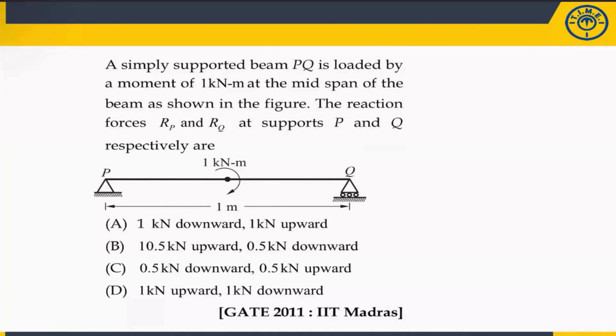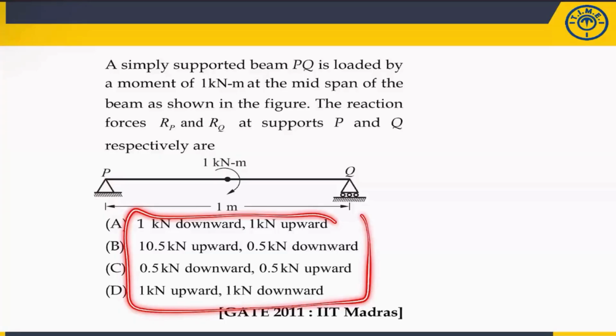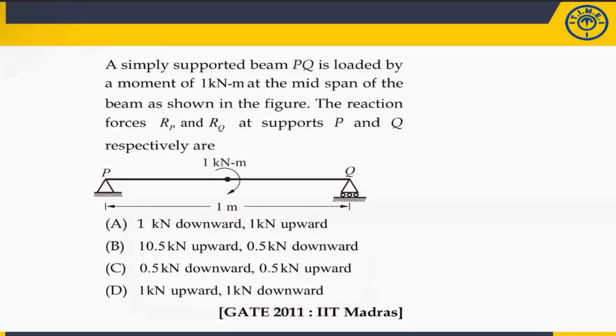One more question. In GATE 2011, what they have asked, instead of point load, they have given the moment. Okay. Same condition you have to apply. A simply supported beam PQ is loaded by a moment of 1 kilonewton meter at the mid-span. The reactions RP and RQ you have to calculate. That means the reaction value at P as well as Q you have to calculate, and they have given the 4 options. Okay. Now what you will do, you will use the 3 equilibrium equations.